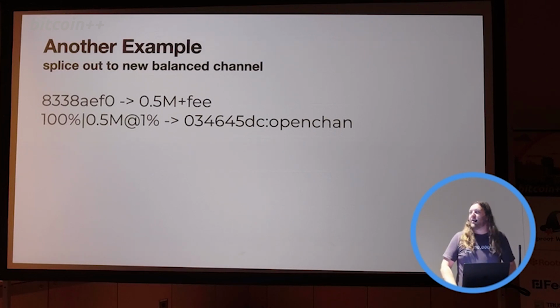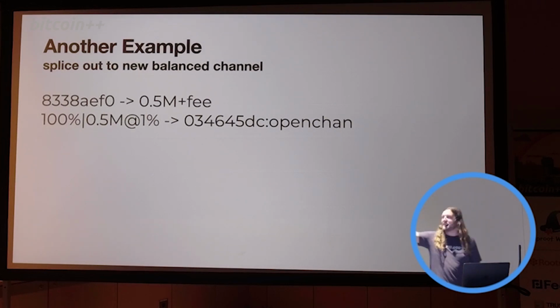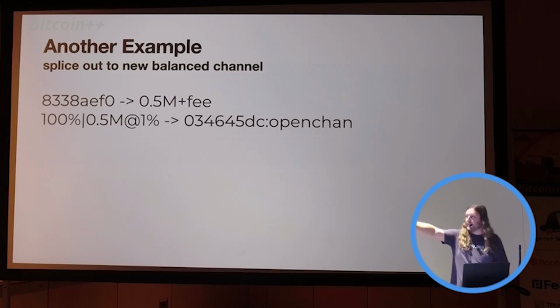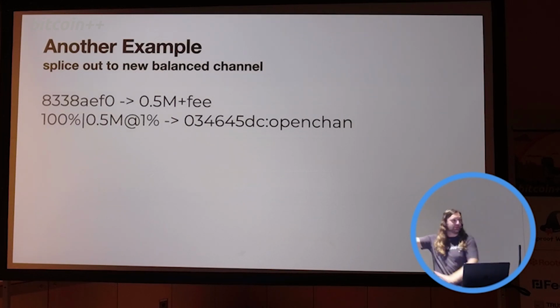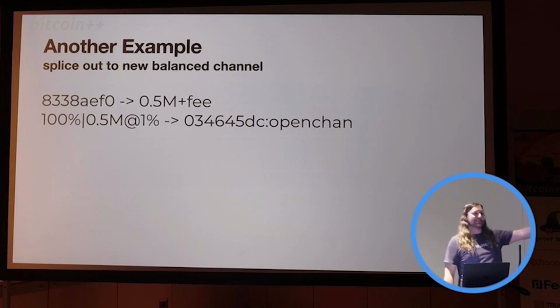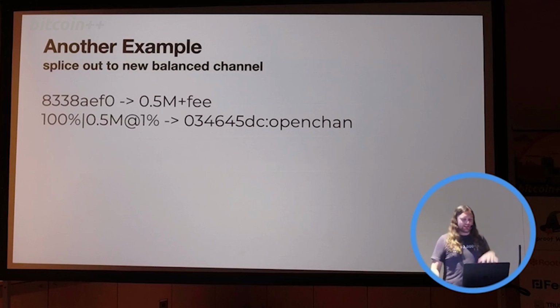All right, and now combining that all together, making it complex. Now we're splicing out to a new balance channel. So we're doing the same thing. We're taking out the fee. We're also leasing 500,000 sats at 1% from the peer. Take a moment to read it. So who here can read this and understand what it says? Oh, I got some half hands. We got one solid hand. All right, why don't I slow down and go through it a little bit?